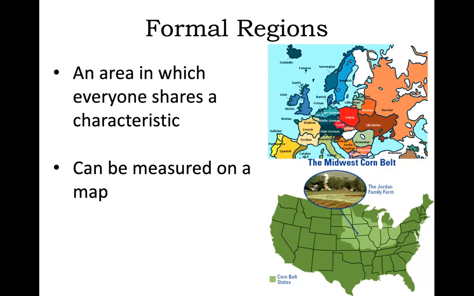A formal region is an area in which everyone shares the same characteristic. Formal regions can be measured on a map. For example, the United States is a formal region. Everybody in the United States shares the same characteristic that they are in the United States. Another example of a formal region would be the country of Spain. Right? You have a formal boundary line to which you are in Spain or you are not in Spain.